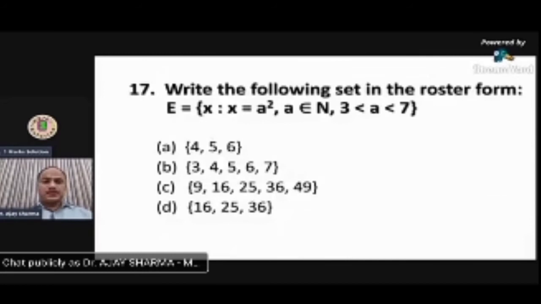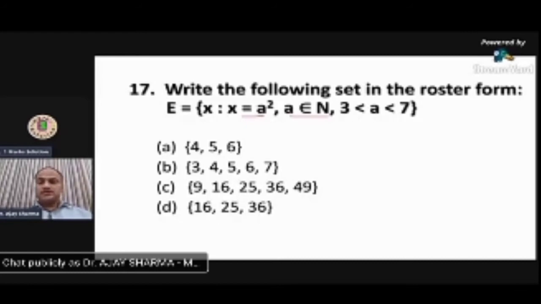Next, write the following sets in the roster form. Here we have to write the sets in the roster form. It means x is equal to a square. All those elements we have to write which are actually natural numbers and which lie between 3 and 7.